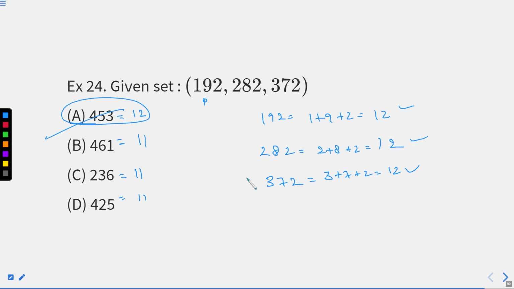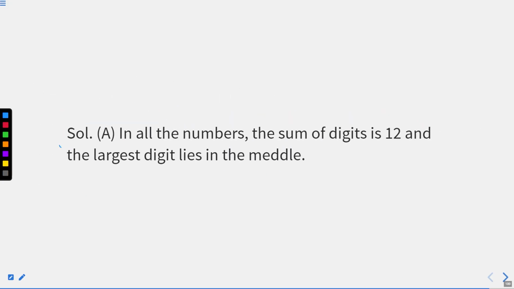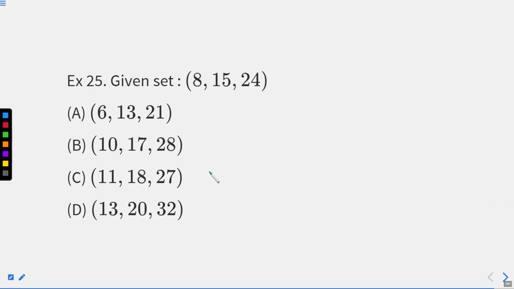So what we are doing, we are adding all the place values, right? And we are getting close to our answer. As we need 12, these are following 12. So option A will be our answer. Here you can see in all the numbers, the sum of digits is 12 and the largest digit lies in the middle itself. These are the two concepts that we are following here in this question. I hope you don't find any problem in this, right?